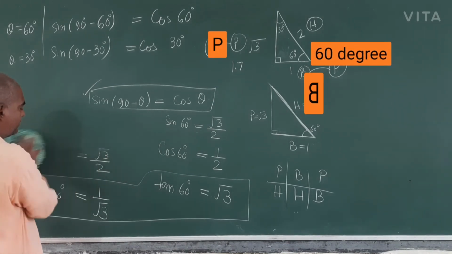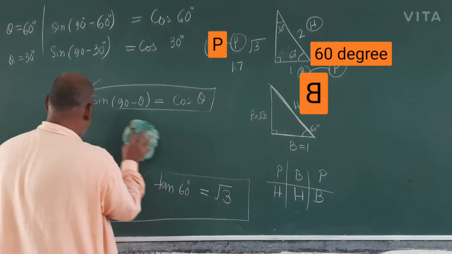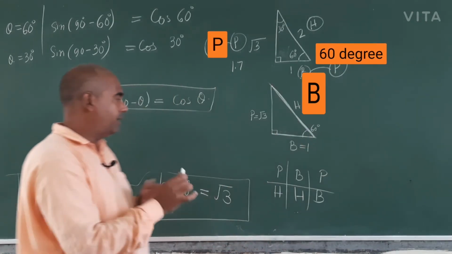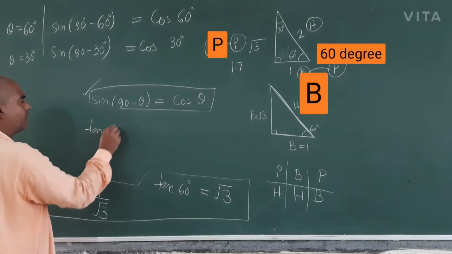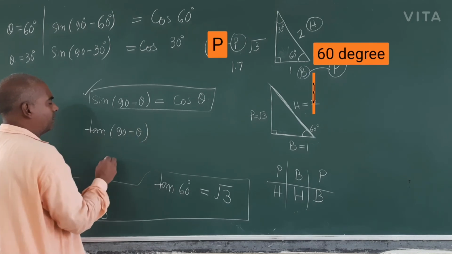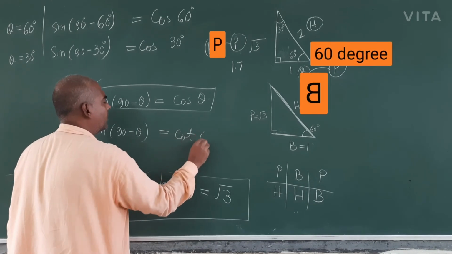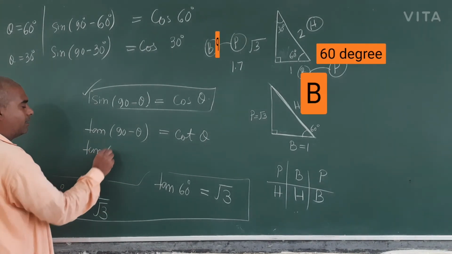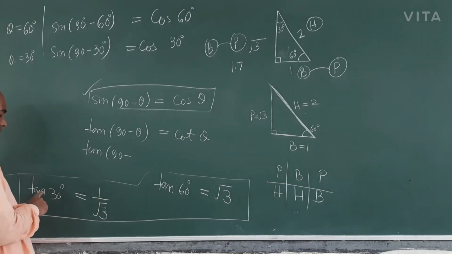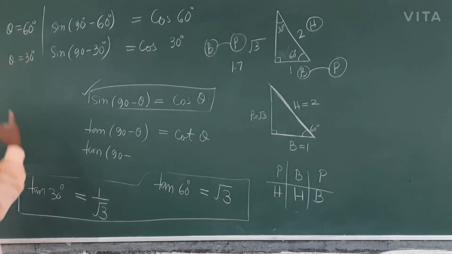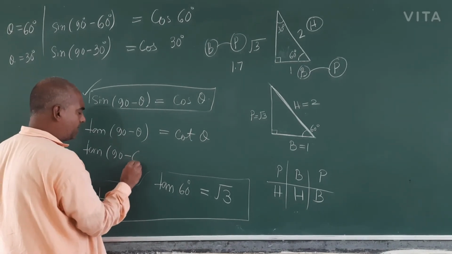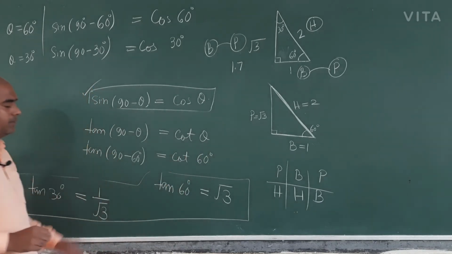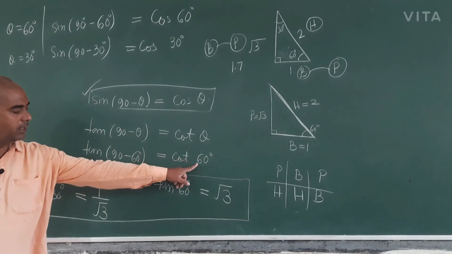So let me erase this one. For tan 60 and tan 30, we have another formula like this: tan 90 minus theta is equal to cot theta. So you can place here tan 90 minus theta, you can place 60 also, 30 also. So let me take 90 minus 60. Is equal to what? Cot 60. Tan 90 minus theta is equal to cot theta.